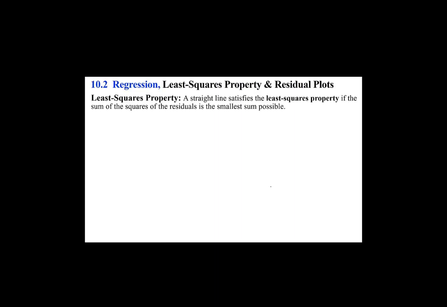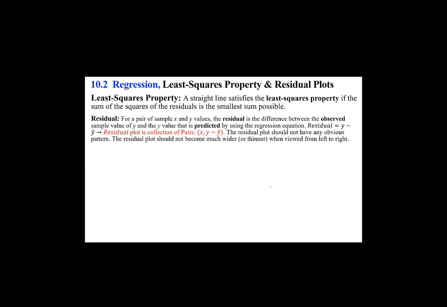Least squares property: a straight line satisfies the least squares property if the sum of the squares of the residuals is the smallest sum possible. Residual: for a pair of sample x and y values, the residual is the difference between the observed sample value of y and the y value predicted by using the regression equation. Residual equals y minus y hat. A residual plot is a collection of pairs, x and y minus y hat. The residual plot should not have any obvious pattern. It should not become much wider or thinner when viewed from left to right.